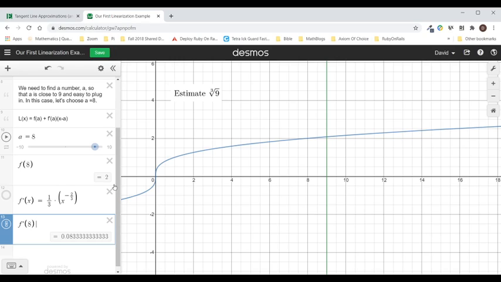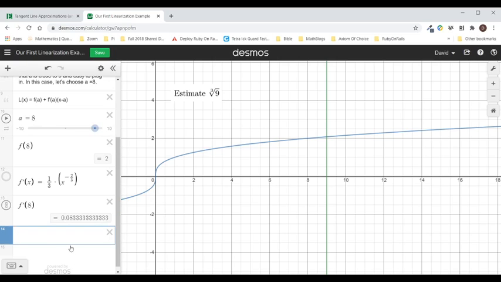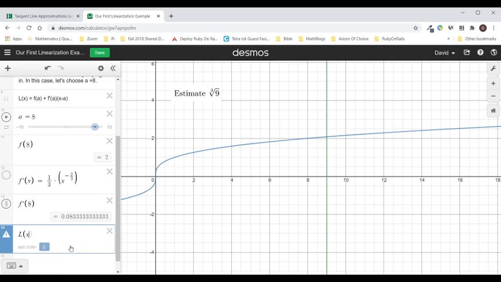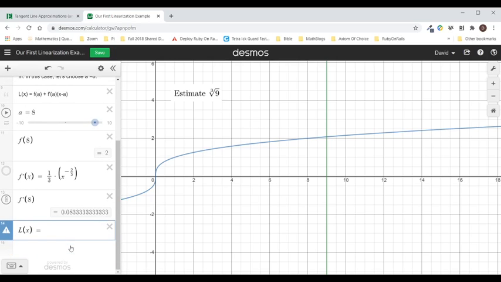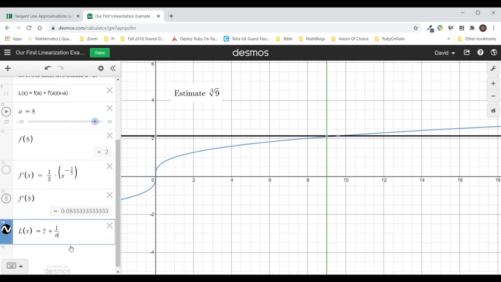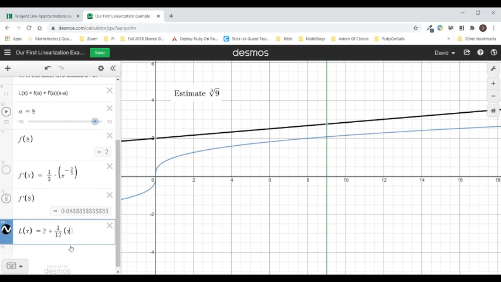I now want the tangent line itself, and I'm going to call that L of x. So I'm going to write down L of x, and hope it doesn't get mad at me, is equal to f of a, which was 2, plus the derivative at a, which is 1/12, times x minus 8.